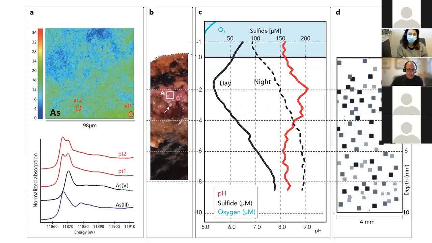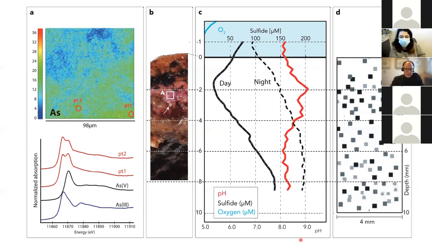If you look at this small inset, this is the synchrotron map of arsenic, and you see that there is arsenic present. We took two point measurements and did XANES, and with that XANES you can use arsenic-5 and arsenic-3 as standards, and you see in point 2 and then point 1 dual peaks, meaning that you have two oxidation states, and that is very, very important evidence. When you have two oxidation states, you know that you have the possibility of element cycling because you need two oxidation states to make redox reactions happen. So that was all very, very positive.